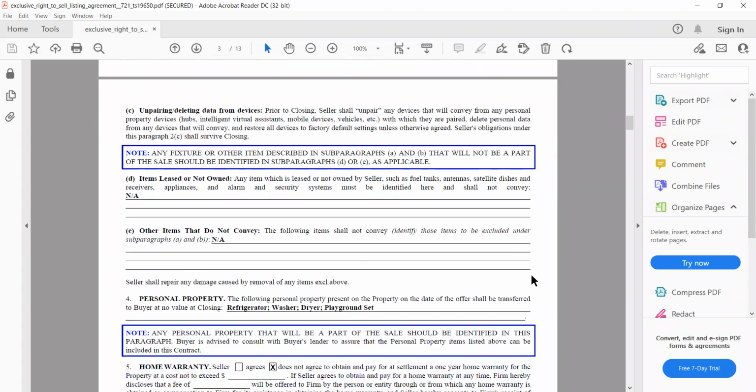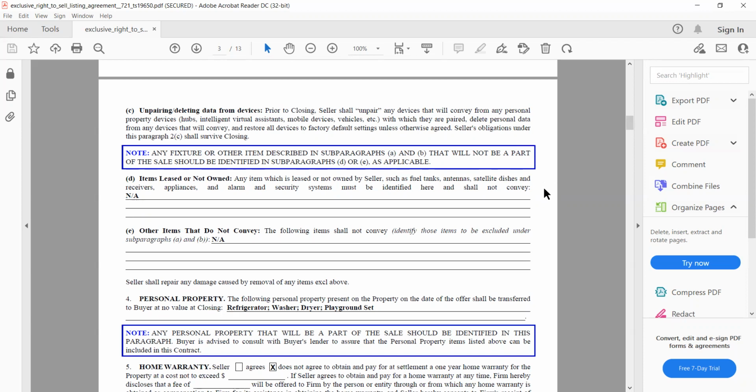Under subset C, and this is new, you want to make sure that when you're listing a property, that when it conveys, your seller knows they need to unpair or delete any electronic devices. And that's a protection for both parties. You don't want to leave a smart camera or something that's recording on when the new homeowners are there. It's all a privacy thing. So just be smart about it.